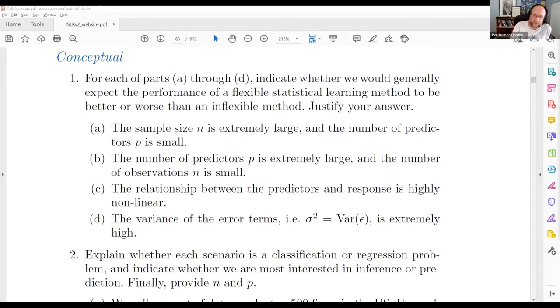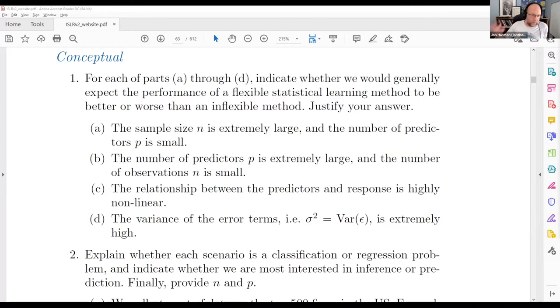All right. So the first question was asking about flexible versus inflexible, or will a flexible method be better or worse than an inflexible method? I think this was a good way to think through some examples and really wrap our head around the meanings.